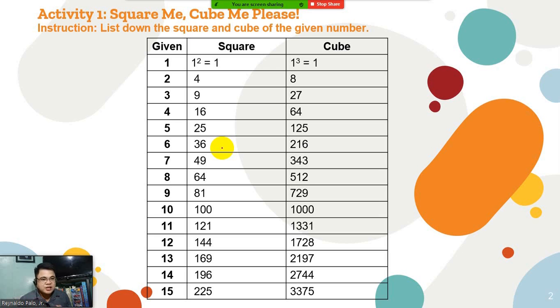Alright, it's really important to be familiar with the perfect square numbers and perfect cube numbers, because they actually play important roles in simplifying expressions with rational exponents and radical expressions. So please be familiar with the perfect cube numbers and perfect square numbers.